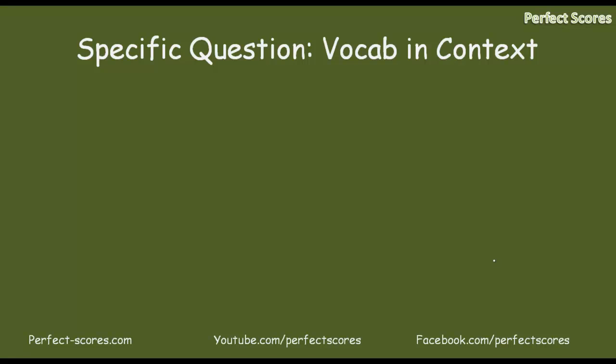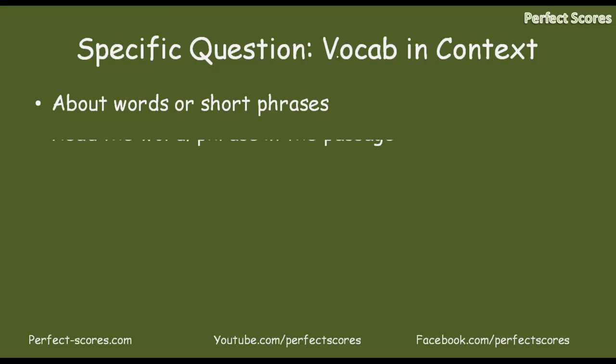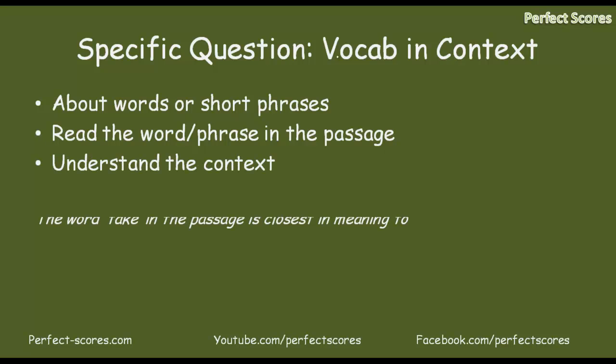So in the previous video what we did was the basic approach to the reading section. Here we are going to do some question types and we start with some specific questions, the first one being vocab in context. So this question is usually about words or sometimes short phrases. You need to read the word or the phrase in that passage and understand the context in which it is being used. For example, the word take in the passage is closest in meaning to what?